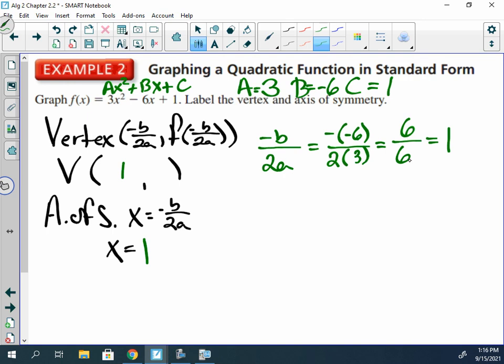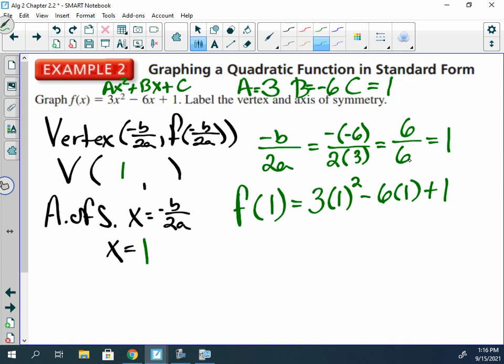Any questions on this so far? The negative b over 2a not as bad as you thought it was going to be? Now we know how to figure out what f of negative b over 2a is. Well, that negative b over 2a is 1, yes? So really we have f of 1. Well, that's a good question. That's actually what I was going to ask next.